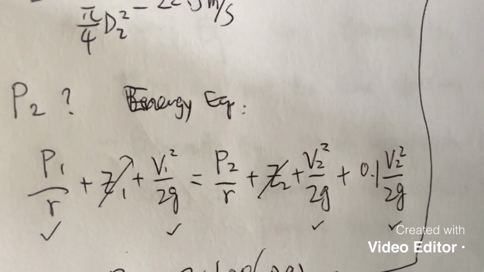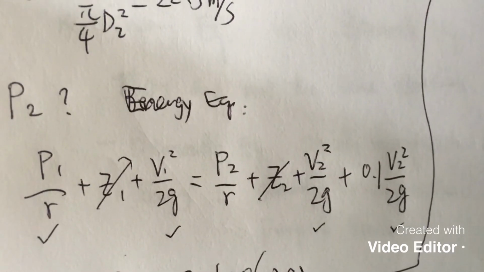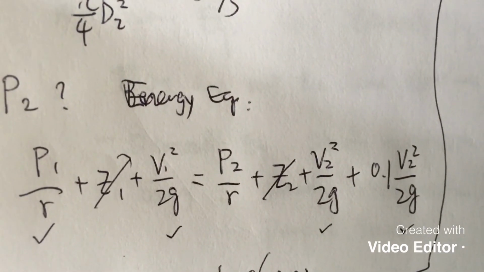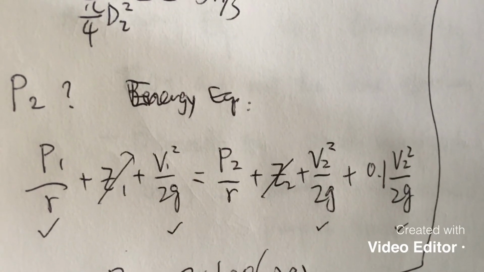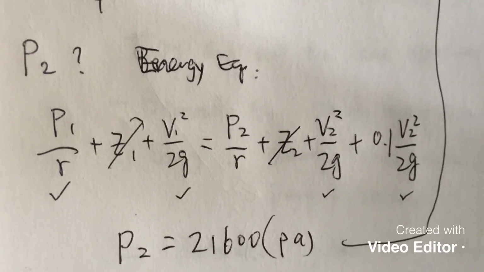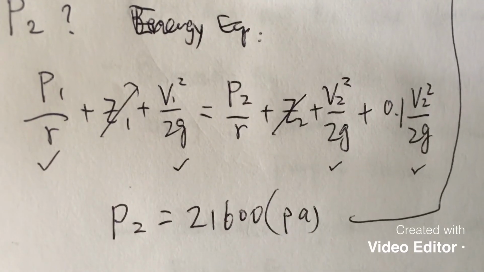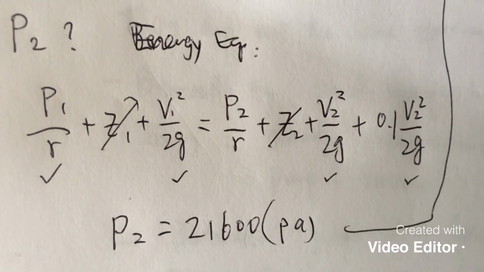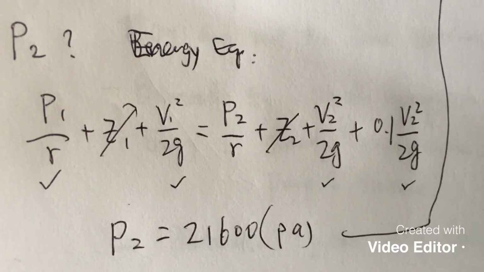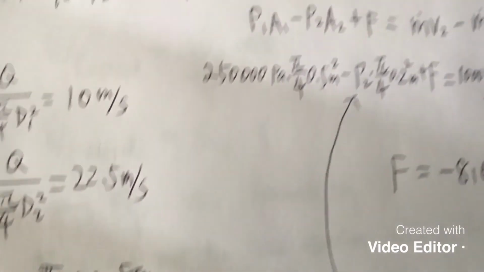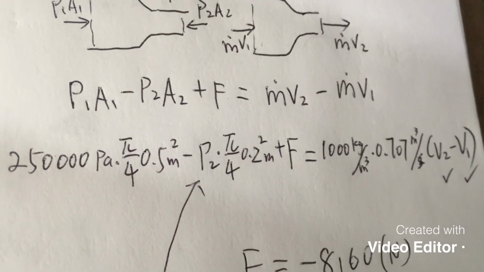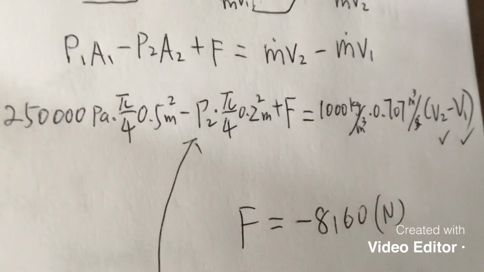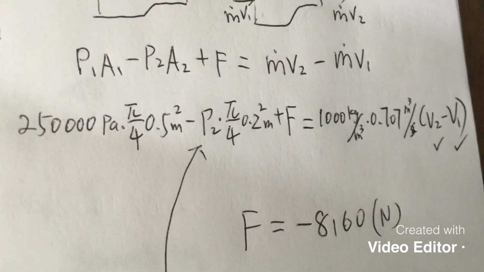We have the expression for the loss. Now, we know everything in this equation except P2. V1, V2 we already calculated. P1 is given. Z1 and Z2 are at the same elevation, so they cancel. So based on this equation, you can simply calculate P2, 21,600 Pascal. Okay, then you substitute P2 into this equation. We know everything, right? V2, V1, and we know P2. So the force required to hold it is negative 8,160 Newton.